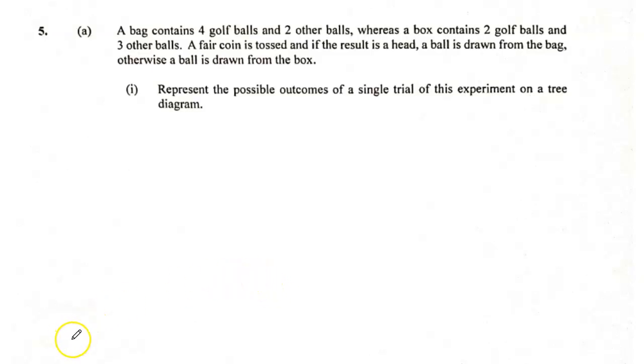Statistics. A bag contains 4 golf balls and 2 other balls, whereas a box contains 2 golf balls and 3 other balls. A fair coin is tossed, and if the result is head, a ball is drawn from the bag. Otherwise, a ball is drawn from the box. Represent the possible outcomes of a single trial of this experiment on a tree diagram.